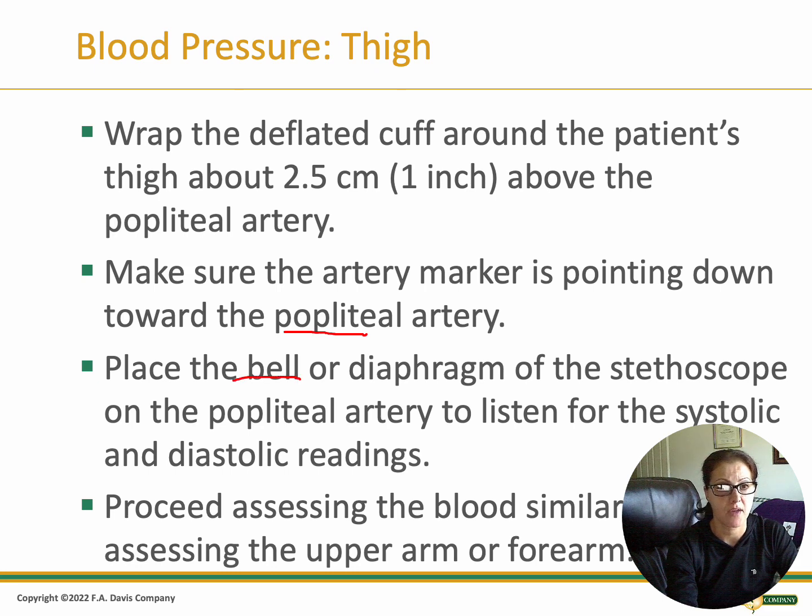We're placing either the bell or the diaphragm, whichever is easier, and we're going to proceed as we did. Step 1, assess with the artery, and then inflate 30 mmHg above where we found their beat stopped.